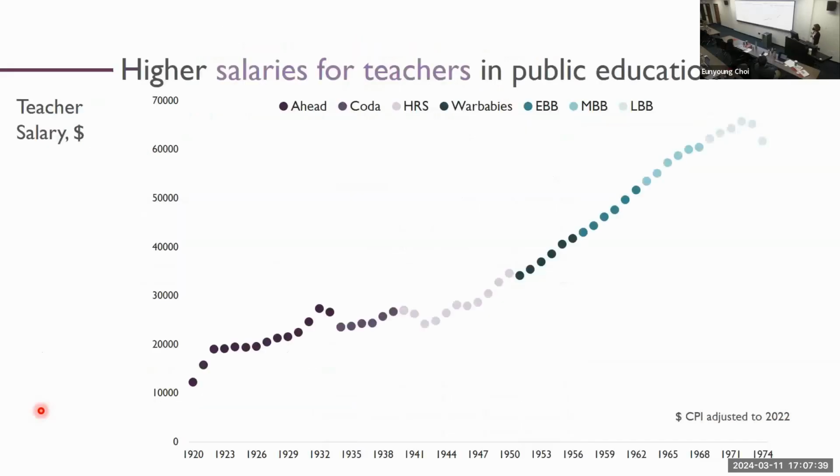Okay, so we also see this increase for salaries as well. We know that teacher salaries make up a big portion of per pupil spending. That's where schools spend a lot of their money. So during this period, we see increasing teacher salary wages. By the time we're in the late baby boom cohorts, teachers are making about $65,000 in today's dollars.